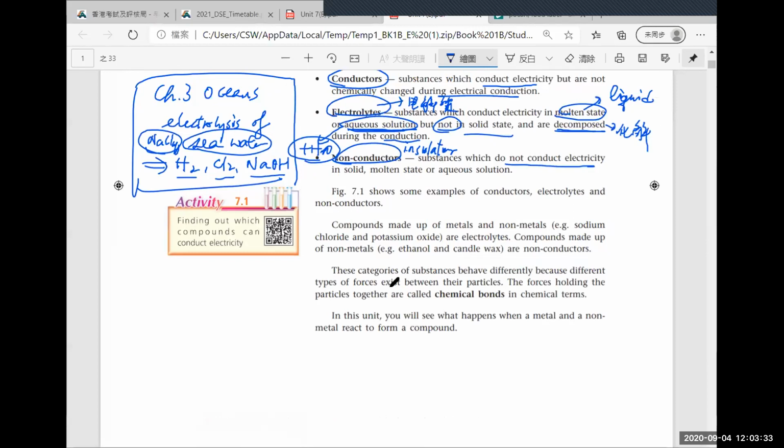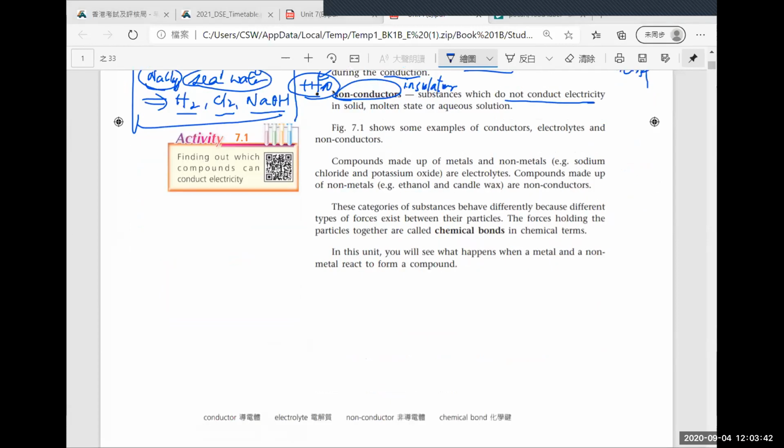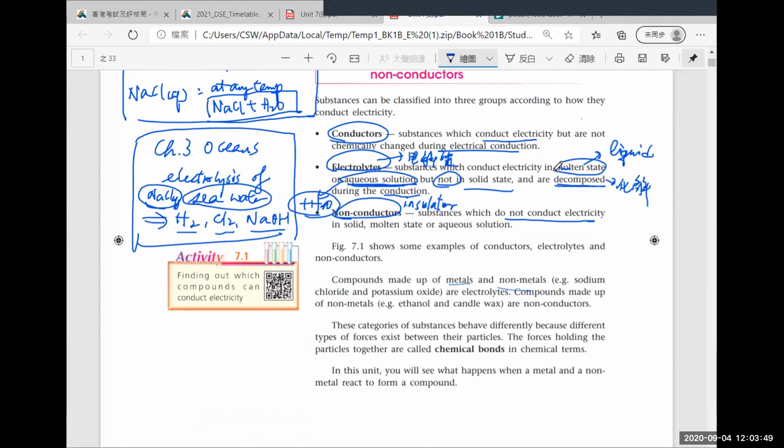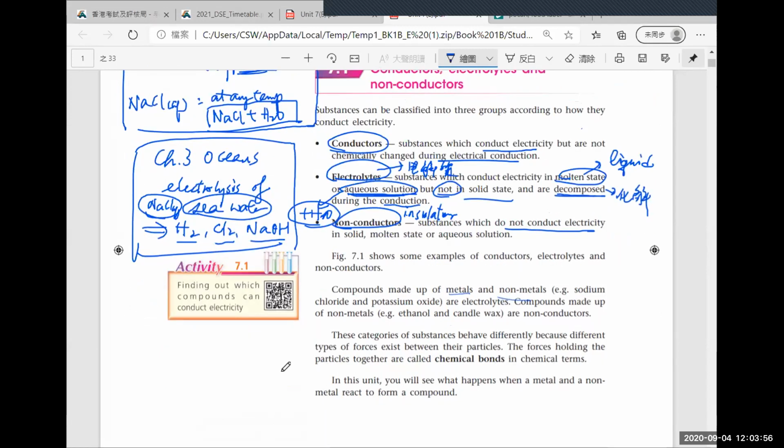So, if you use electrical conductivity as a category to get to know the different substances you may have, the substance is not just purely metal and non-metal. Because metal and non-metal, we call it an element. We will consider compounds. For the compounds, normally, underline this term, normally they are made up of metal and non-metal. We will call it electrolyte.